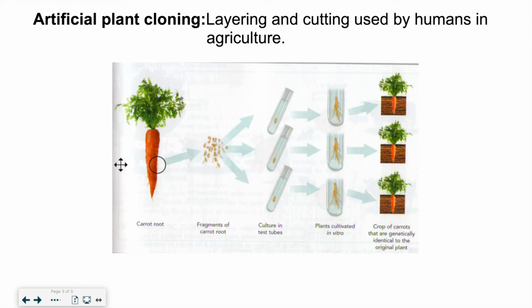Same thing here. You have a carrot. When carrots grow a little hair, these are actually roots. So you could take these roots, put them in water, they'll multiply, and you could plant that and obtain brand new carrots. These carrots, obviously, because the DNA came from this original carrot, these would be identical. They would have exactly the same DNA.